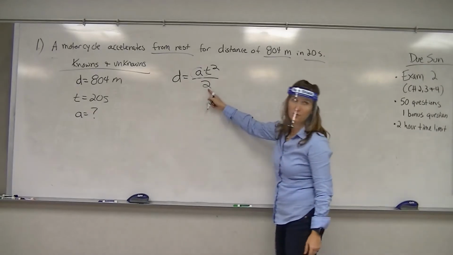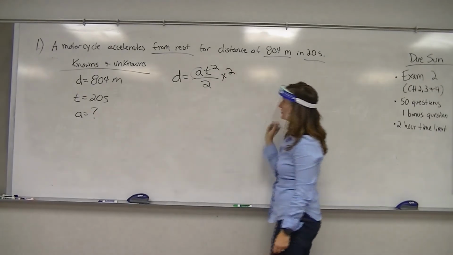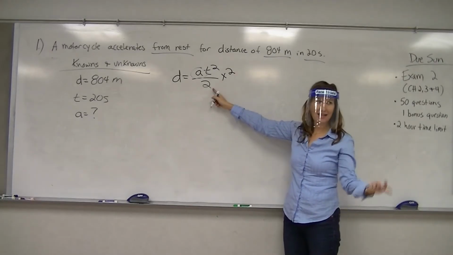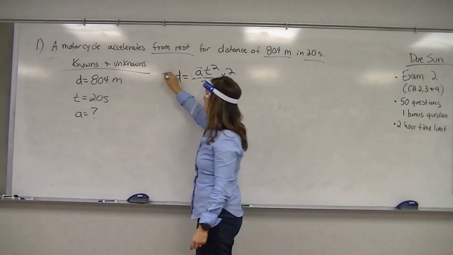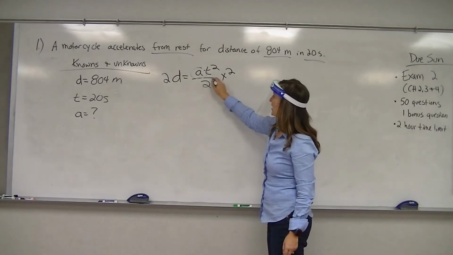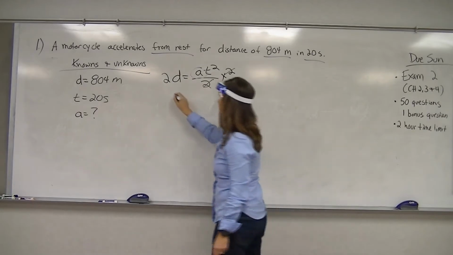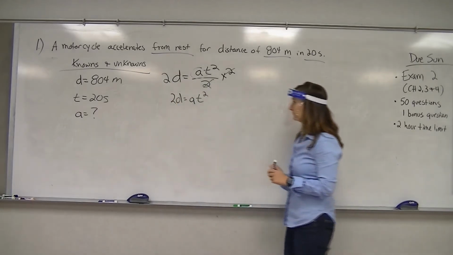The 2 is in the denominator, which means I'm dividing by 2. So to get rid of it, I want it in the numerator, so I'm going to multiply by 2. That way 2 divided by 2 cancels. Since I multiplied by 2 on this side, I also need to do it on the other side of the equation. So it cancels here, and now I have 2D is equal to AT squared.